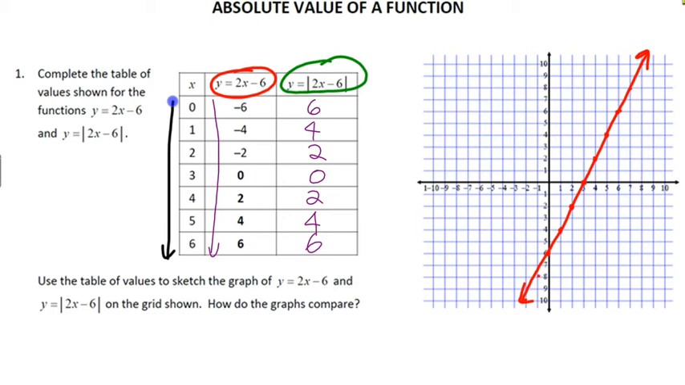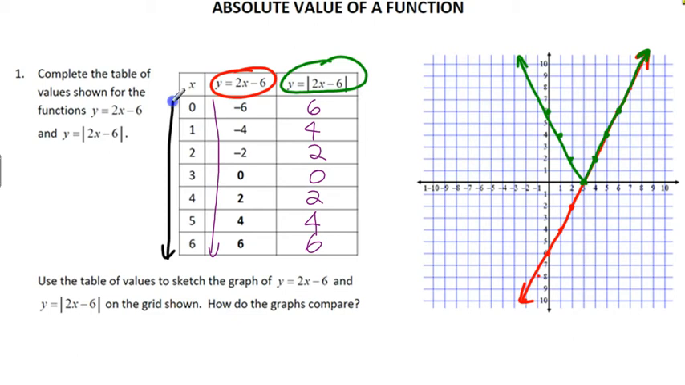Okay, let's use green, and we will graph y equals the absolute value of 2x minus 6. So instead of 0, negative 6, we have 0, 6. 1, positive 4. 2, positive 2. 3, 0. That point is on both graphs. 4, 2. 5, 4. And 6, 6. So we can see that some of these points are shared and some are not. We're going to sketch this graph, and I'm going to end up putting the green line right on top of the existing red line.